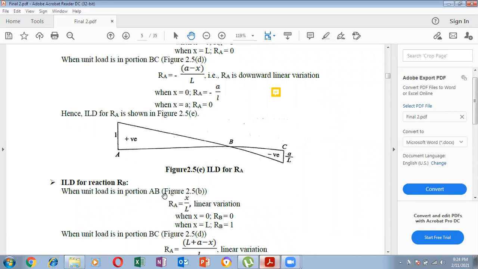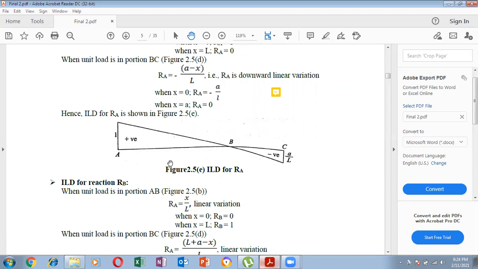I'm repeating it here: how we obtained RB. We use the equilibrium equation, summation of V equal to 0, which indicates that RA plus RB equal to 1. We already know the value for RA, and substituting it here, we will get RB. RB equal to X by L. Substituting the boundary conditions, when X is equal to 0, RB equal to 0. When X is equal to L, RB equal to 1.